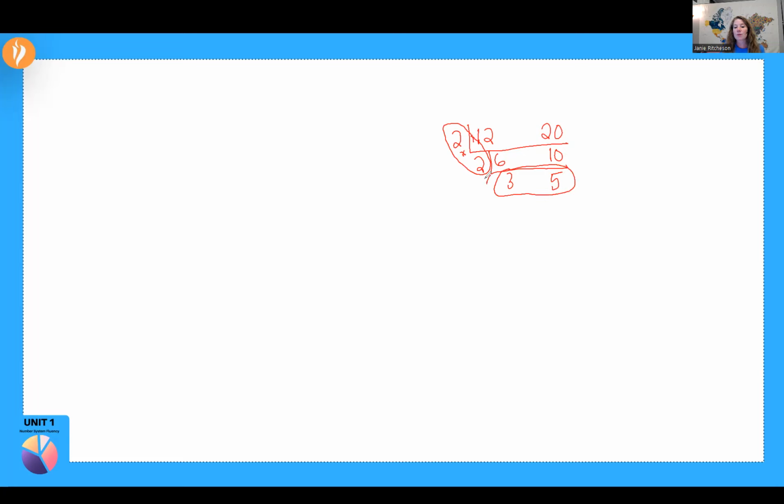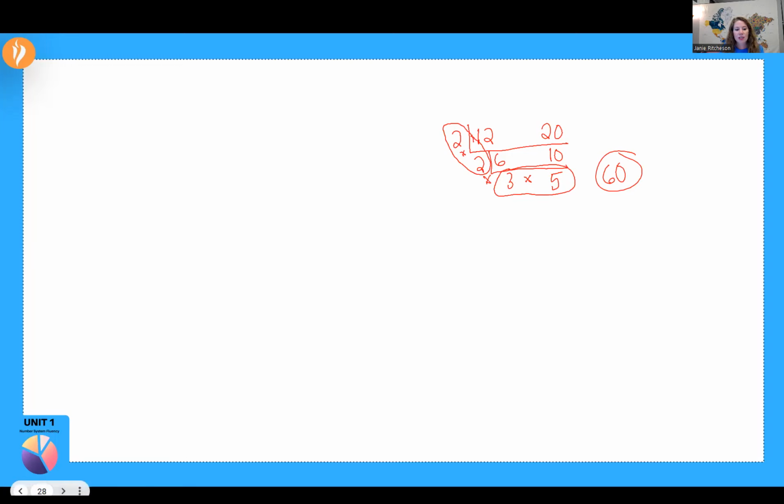So now we're going to multiply all of the numbers on the side and on the bottom. So we have 2 times 2 is 4. 4 times 3 is 12. And 12 times 5 is 60. So the least common multiple of 12 and 20 is 60.